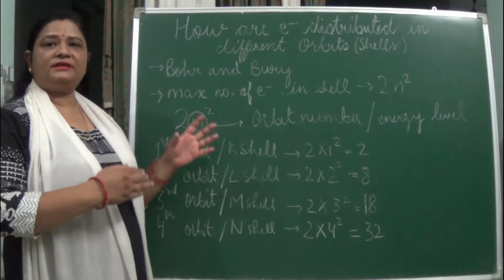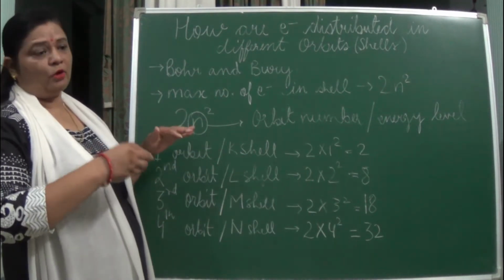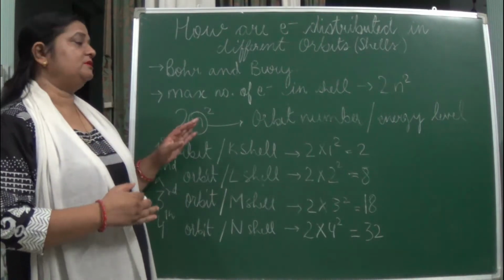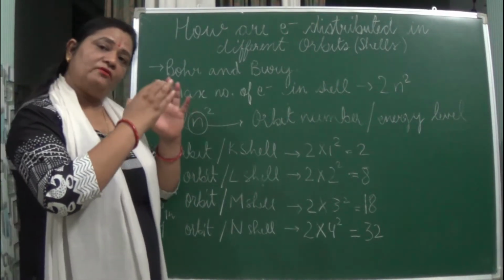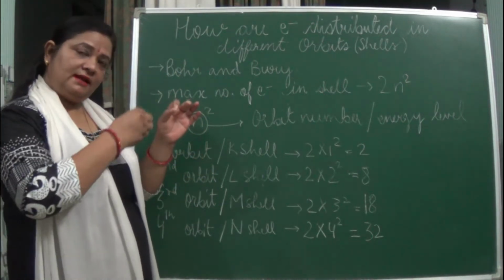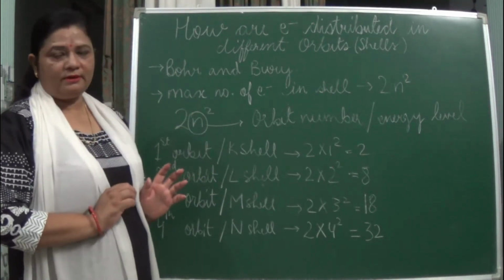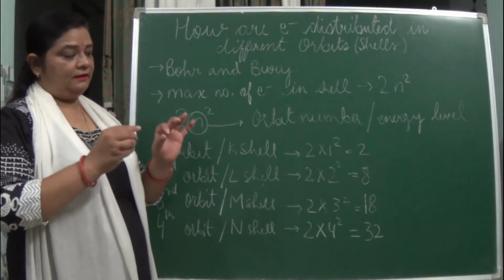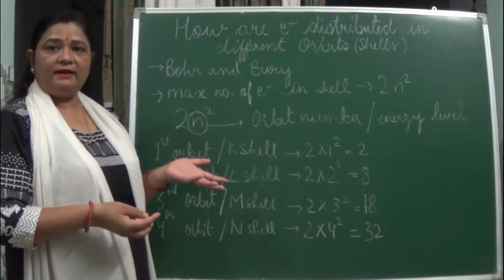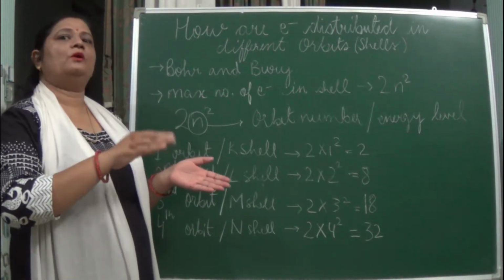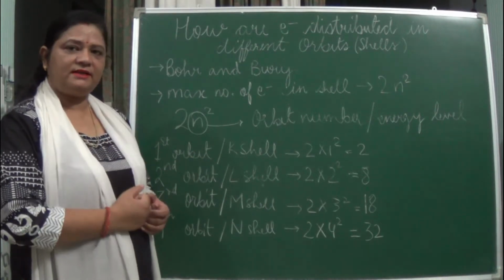Bohr said that the orbits are energy levels where electrons are present. Electrons have the energy of that shell, and as a result they revolve around the nucleus. As the orbits have specific energy, they do not radiate energy, and as a result the electrons move along the shells only with that energy, isn't it?